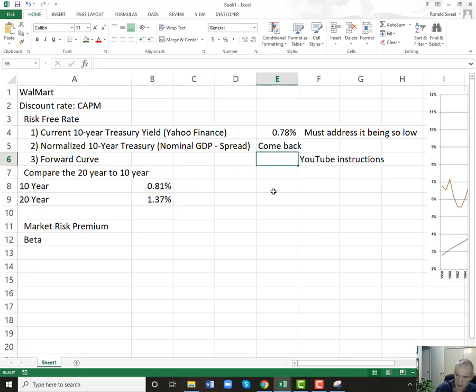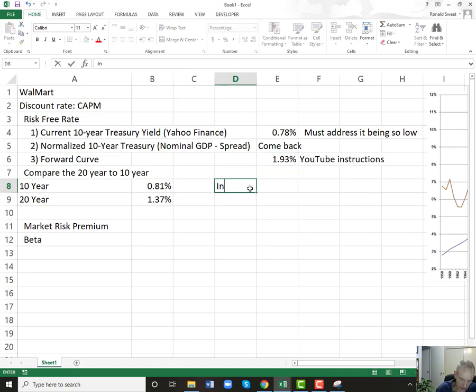So here's the formula. You can watch the YouTube videos to get this formula. It's a very simple formula. You take 1 plus the longer period of time, which is the 20-year, raise it to that period of time, which is the 20th. You divide that by 1 plus the shorter period of time, and raise that to the shorter period of time. So you start off with that, and we're going to take that entire thing and raise it to the 1 divided by 10, which is 20 minus 10, and then subtract 1, and we get 1.93.